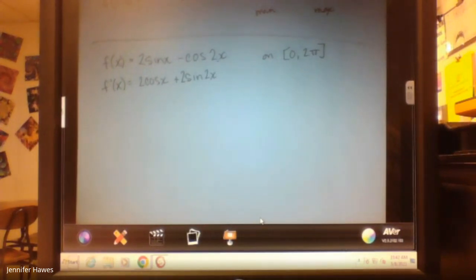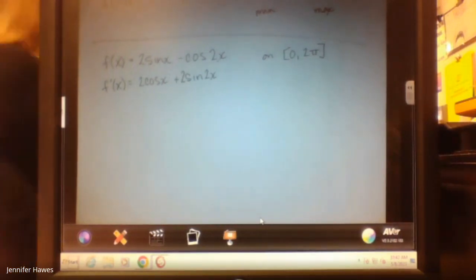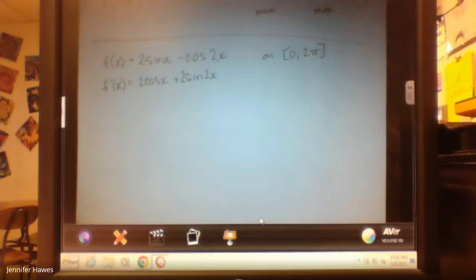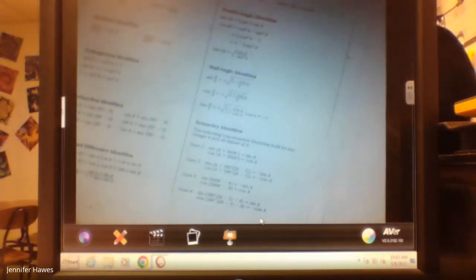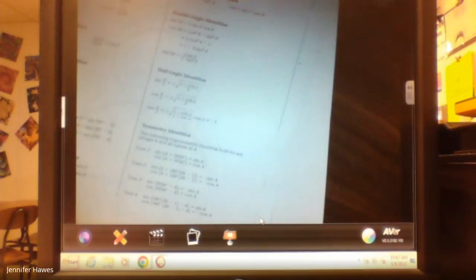Okay. Now suppose you don't have that in front of you. You have your snowman in front of you. What's on your snowman? Not yet. I'm looking at that double angle because you have a sine 2x in there.